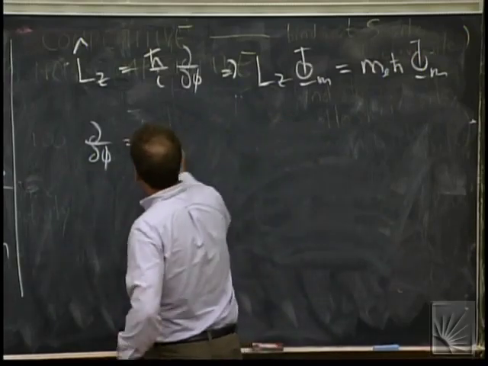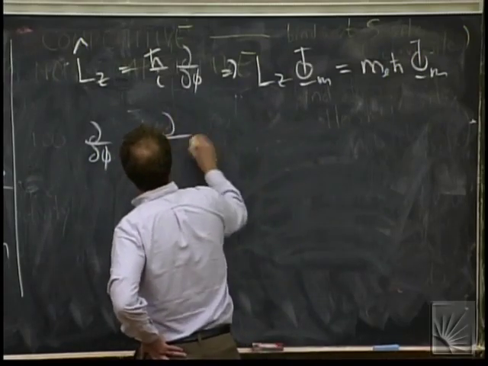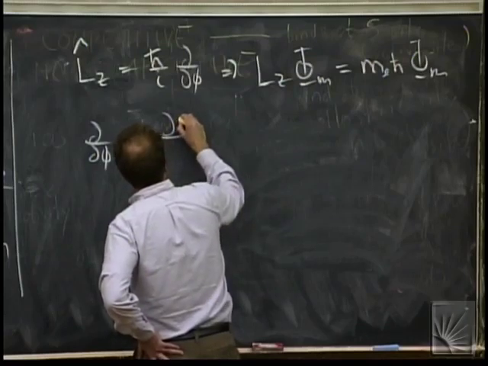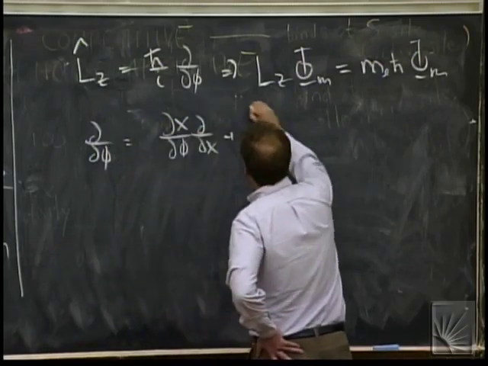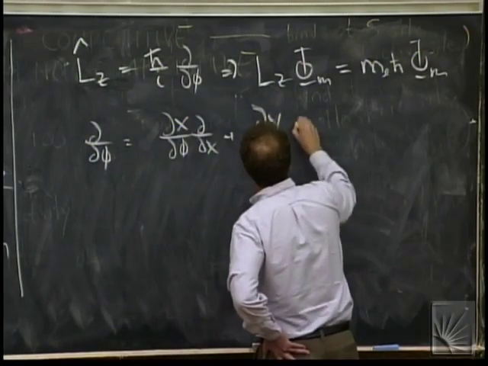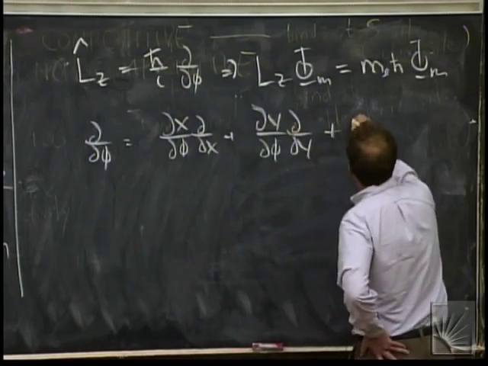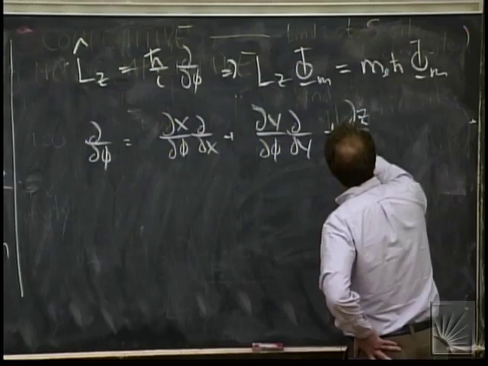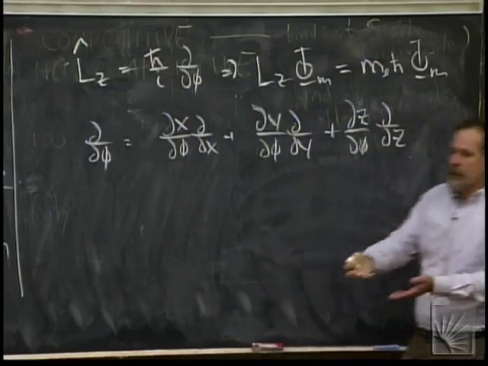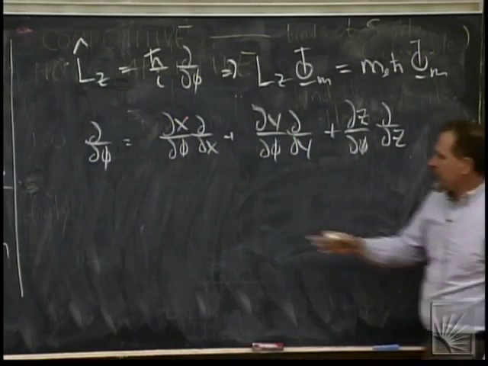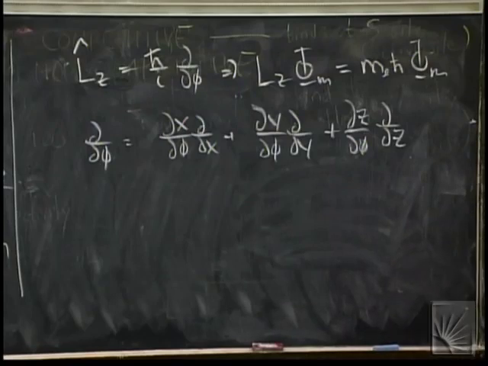So d by d phi is dx d phi d by dx plus dy d phi d by dy plus dz d phi d by dz. I have to do all of this because if I'm going to look at the derivative of the wave function with respect to phi, and I want to relate that to angular momentum in z, I want to talk about x, y, z. The wave function can depend on x and y and z, and so this is how I would work it out. All right?